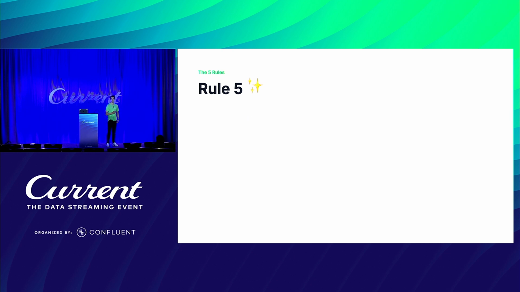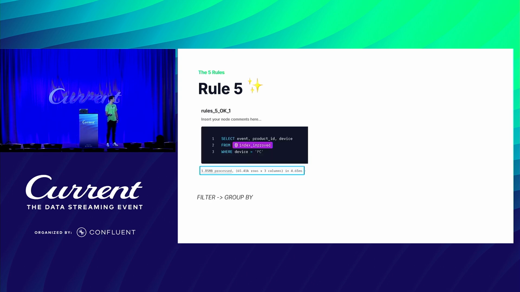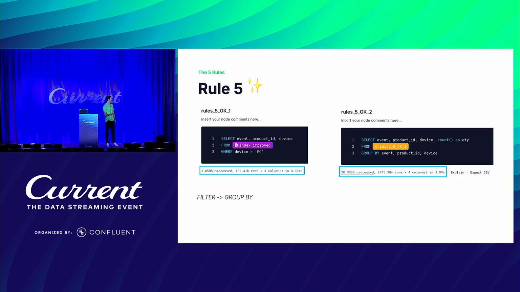But if we simply just flip that and filter first, the filtering takes about 4 or 5 milliseconds, which is pretty much nothing. And then the group by is still pretty expensive, but we've cut the amount of data we've processed in half, essentially, as well as the latency. So again, every bit counts here.